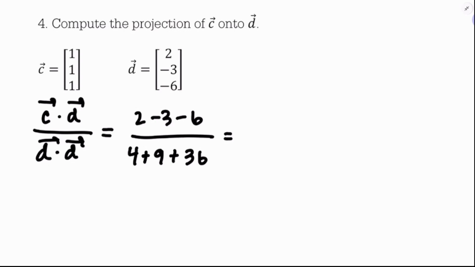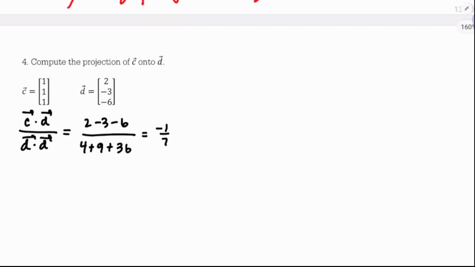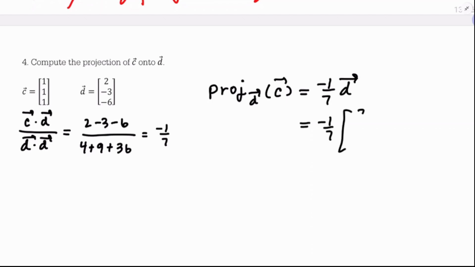2 minus 3 is negative 1, minus 6 is negative 7, over 49 is negative 1/7. Then the projection of C onto D is going to equal negative 1/7 of D. And that's going to be negative 1/7 of 2, negative 3, and 6. And that would probably be an all right place to stop. But I think we can go all the way: 3/7 and negative 6/7.